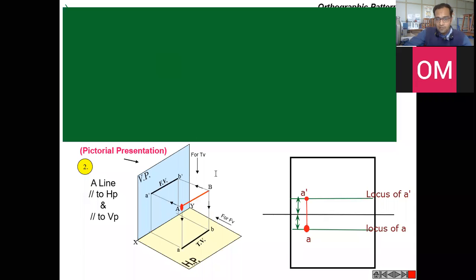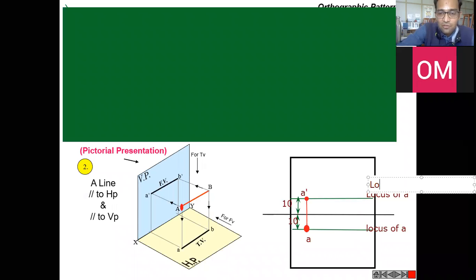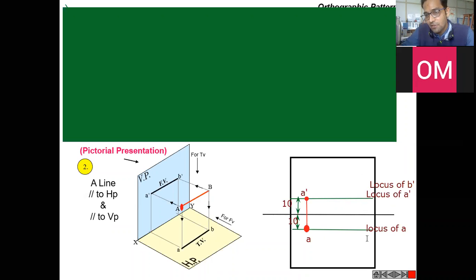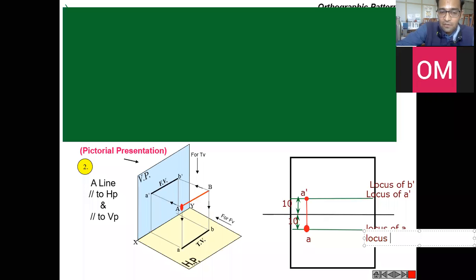At how much distance is it positioned? It is positioned 10 mm above HP and 10 mm in front of VP. Now we are having another data which is length of line AB. We are considering it as 50 mm. So our point B is available. For point B we are finding the same locus. Locus of A dash is going to be locus of B dash also. Why are both the positions at the same region? Because the distances mentioned in the data are same.